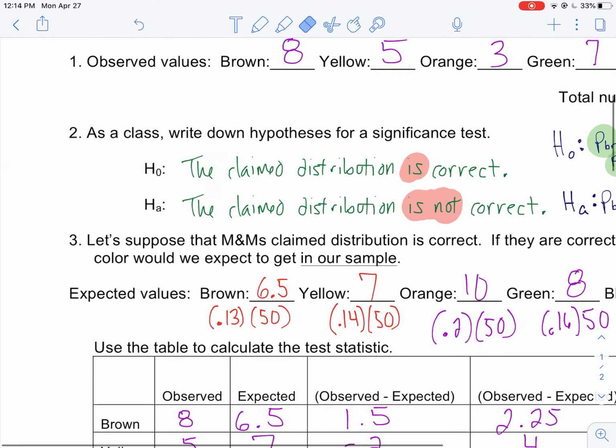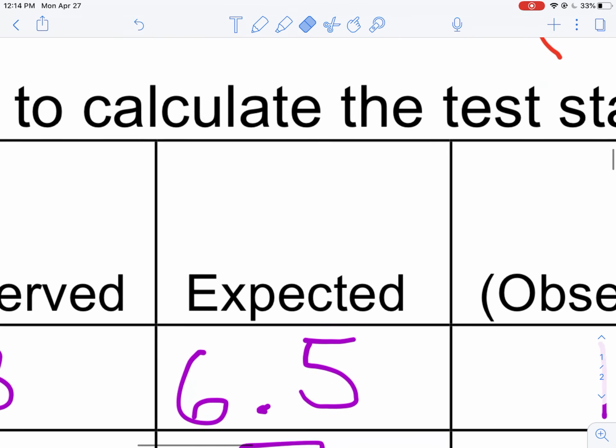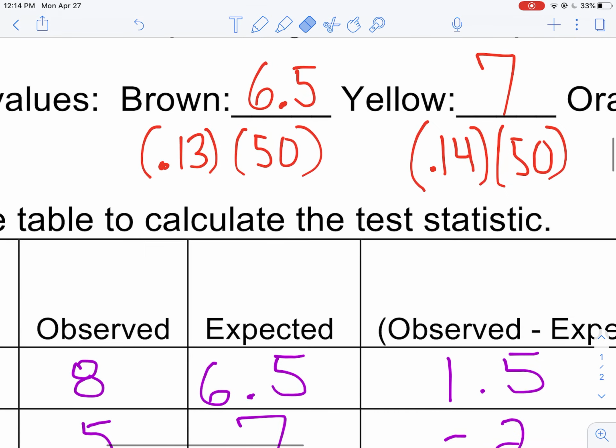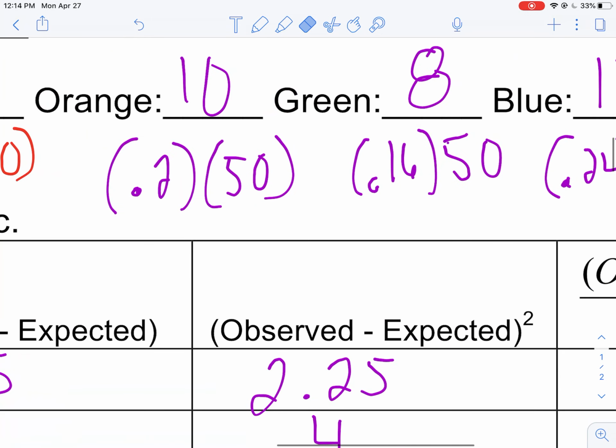Now you'll notice you have a table down below here to calculate some values. So you start out with the brown. I had 8 brown M&Ms. That's my observed. What I expected, 6.5, based on my calculations. I subtracted those two values and I got positive 1.5. I then squared my values. Now I get this question, why do you square your values?